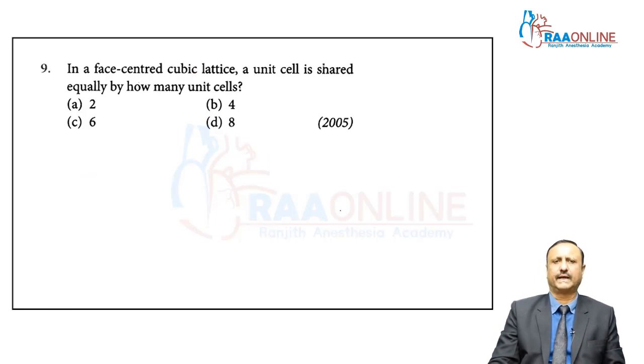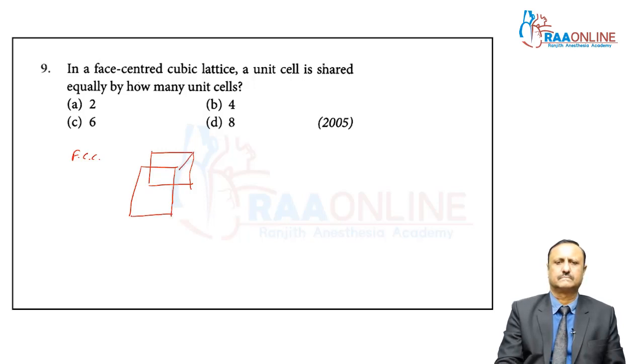Here you can see in question number 9: in a face-centered cubic lattice, a unit cell is shared equally by how many unit cells? My dear students, FCC. You can see the FCC structure. In this FCC structure, these are the corner atoms, and in the center of the face, 1 atom is present. So in this way, you can see this is the FCC structure.